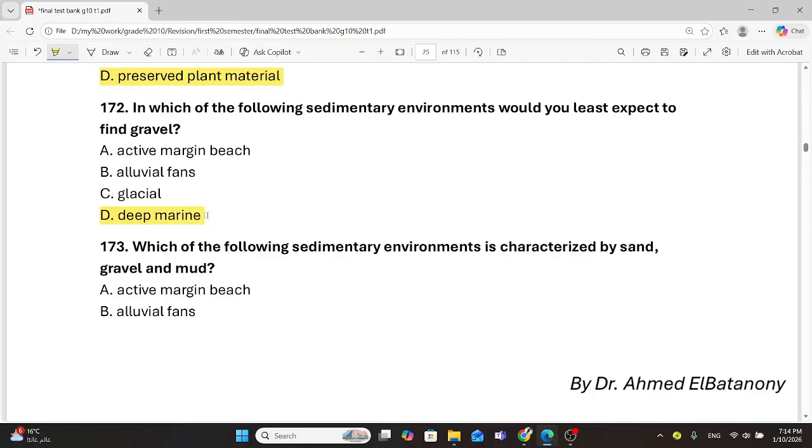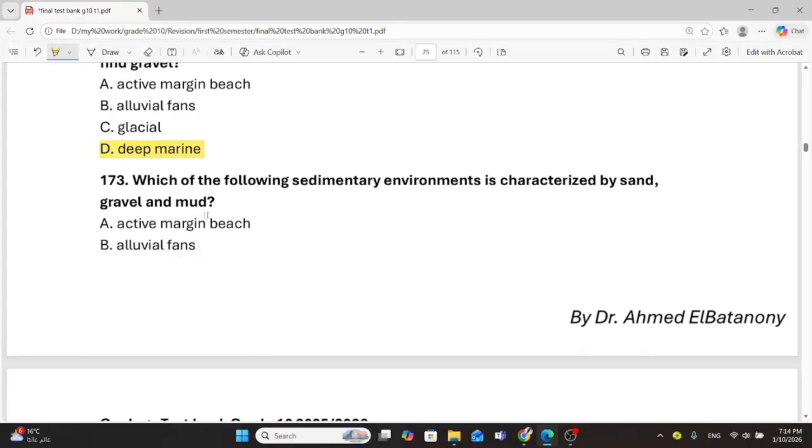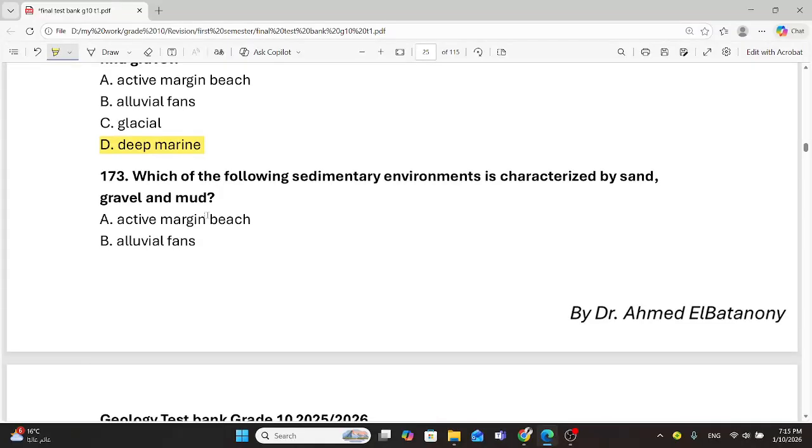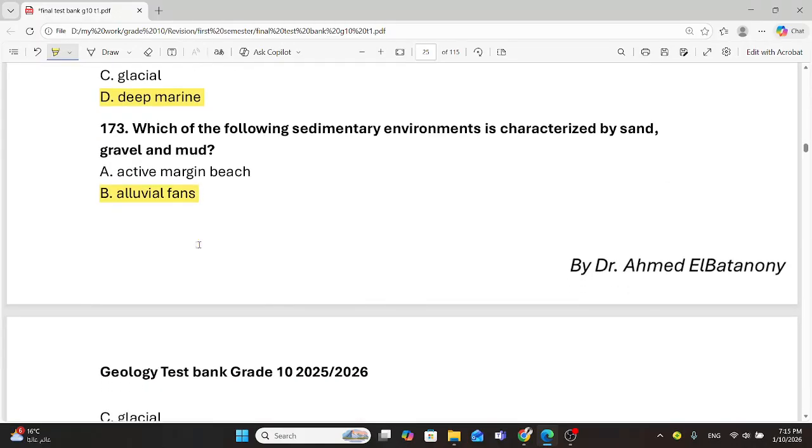Which of the following sedimentary environments is characterized by sand, gravel and mud? Meaning it has sand, gravel and mud. Active marine beach, emergent beach, or alluvial fans? Alluvial fans have all three.